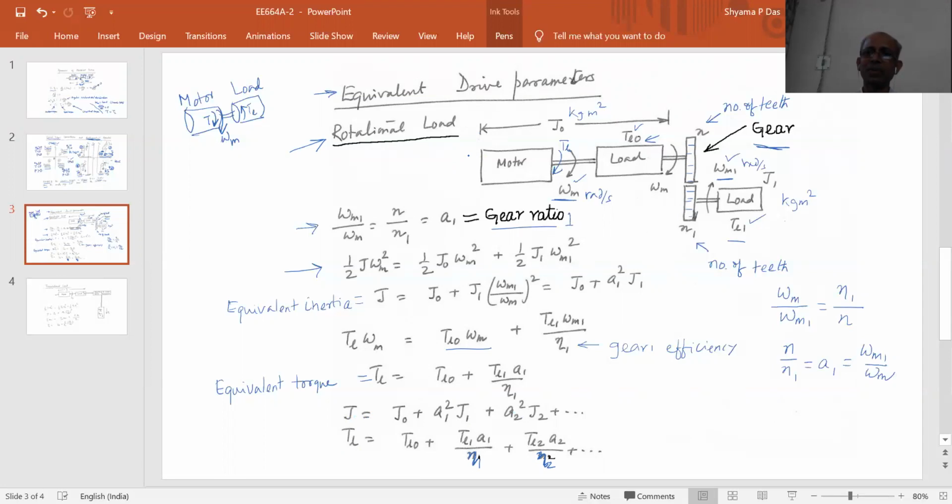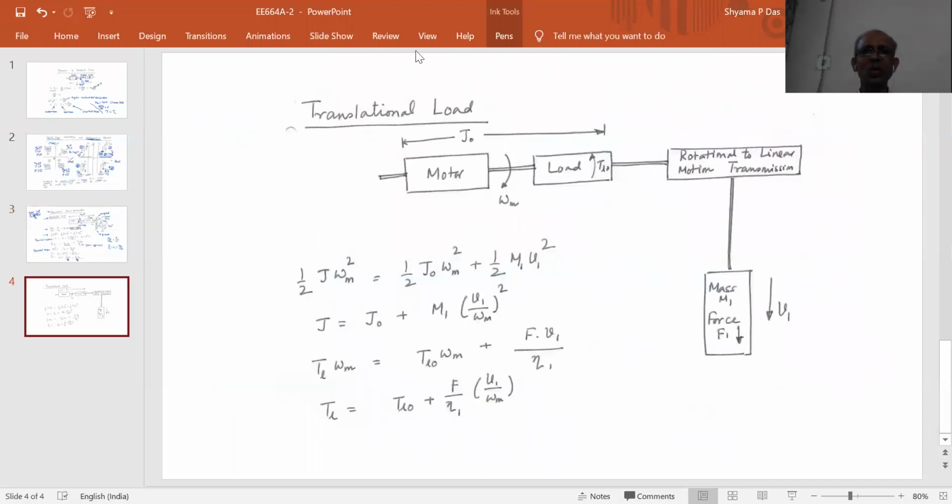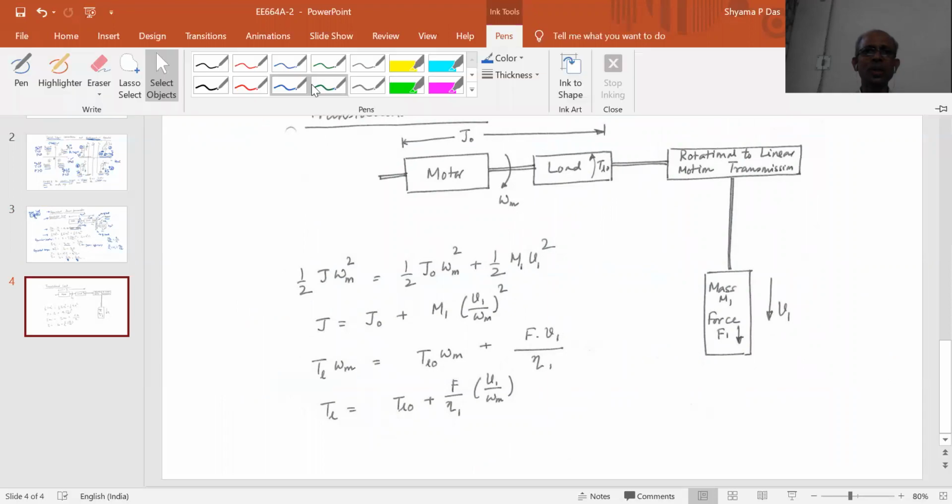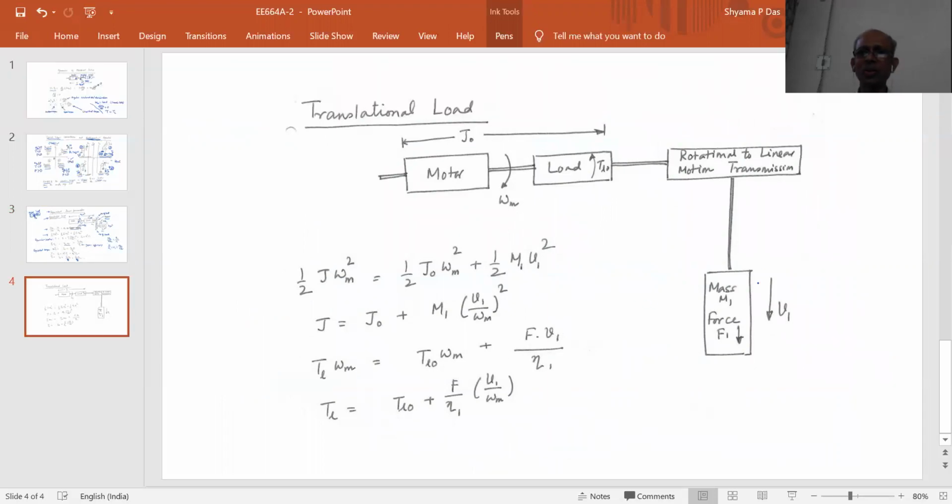For example, when we have an electric vehicle, ultimately the vehicle is moving on the road. It is a translational motion. A lift or a hoist is a translational motion. Behind this motion, there is a rotational load. So we have a conversion from rotational motion to translational motion. In that case, what happens is the following. We have a translational load here, which means the load is moving in a straight line.